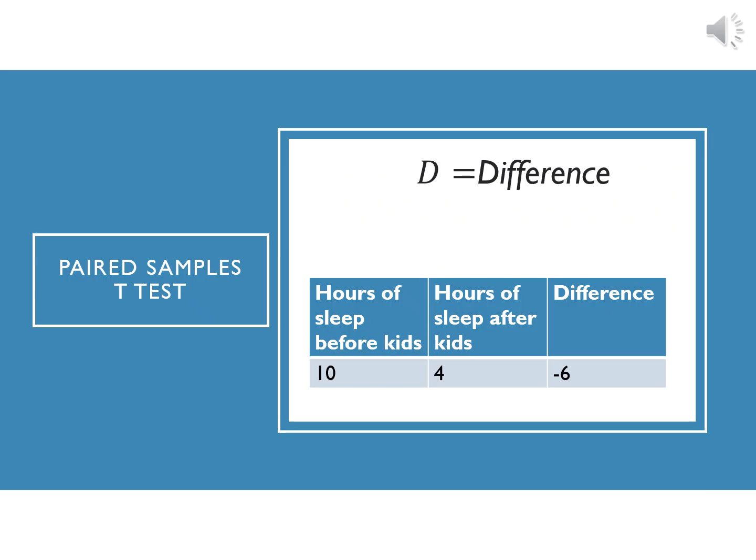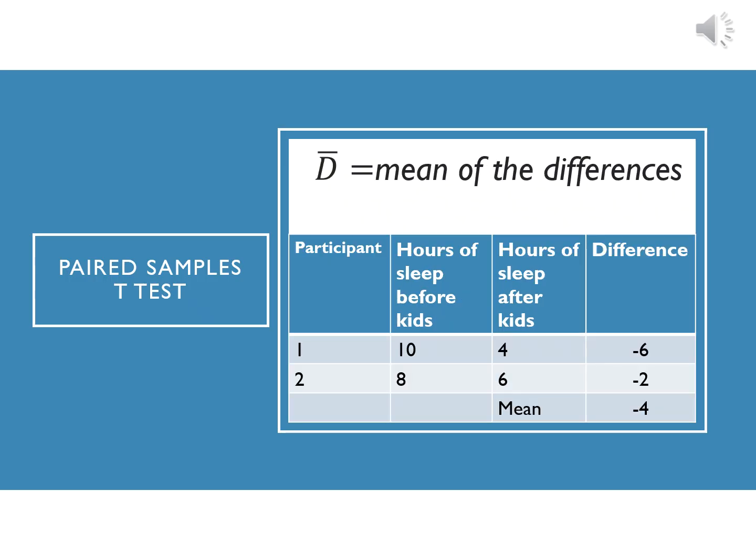-6. And that's probably how you would want to look at it, because -6 is telling you that their sleep is going down from before kids to after kids. That makes a lot of sense, so that's probably how you would set it up. Traditionally, we do take the post score minus the pre score. So in this case, we get a difference score of -6.